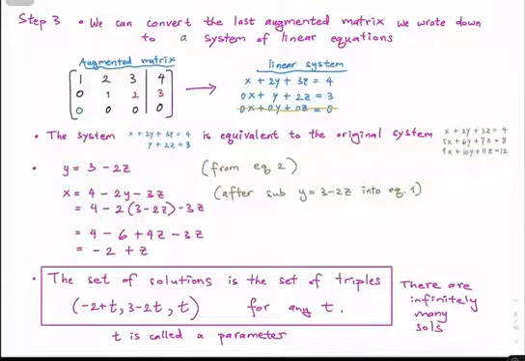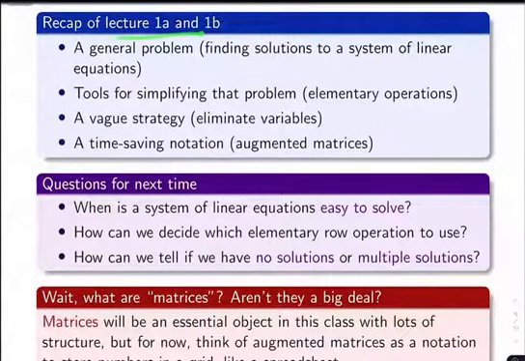In contrast to the last exercise we did, exercise 2. What we've done so far is talk about a general problem for finding solutions to a system of linear equations. We also talked about the tools for simplifying that problem called elementary operations. And so far we've done this vague strategy where we try to eliminate variables and do back substitution. And we use this time-saving notation, the augmented matrices, which we will continue to use because it's convenient for computation.